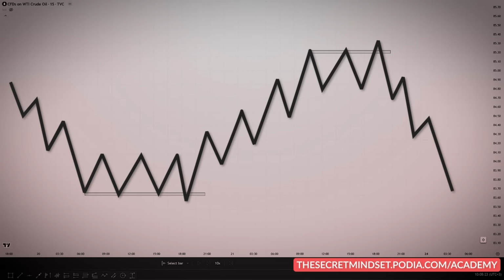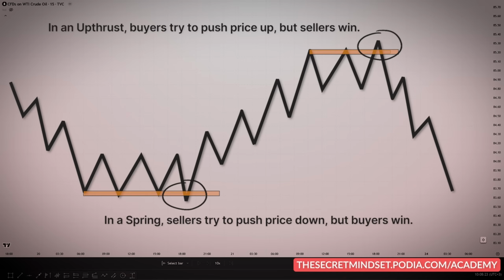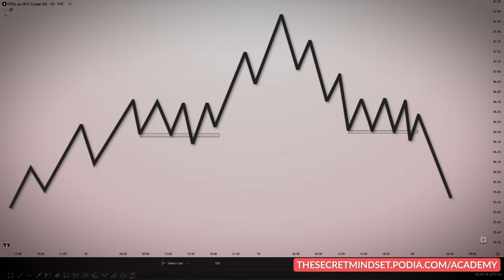Both patterns show a fight between buyers and sellers. In a spring, sellers try to push price down, but buyers win. In an upthrust, buyers try to push price up, but sellers win. For a spring, the plan is to buy when price jumps back above support. For an upthrust, you sell when price drops back below resistance. But it's not always that easy.